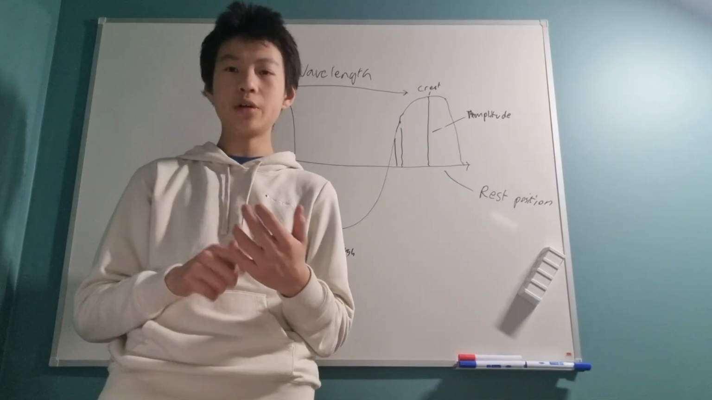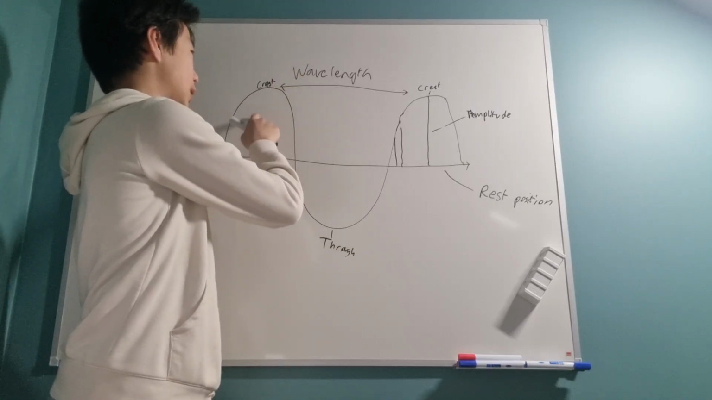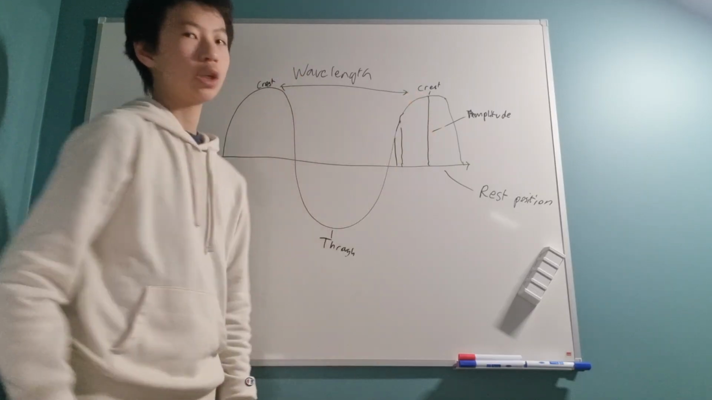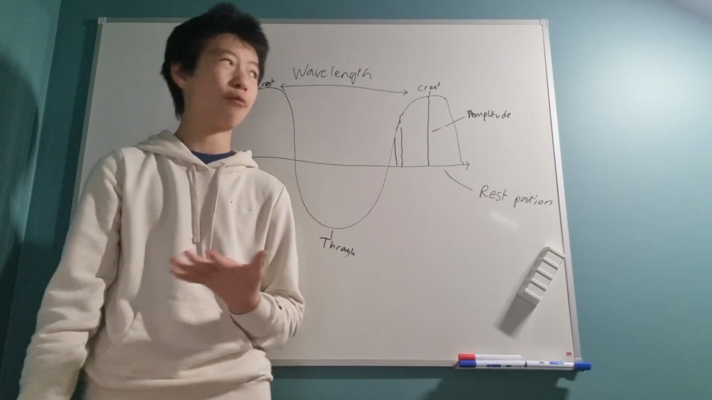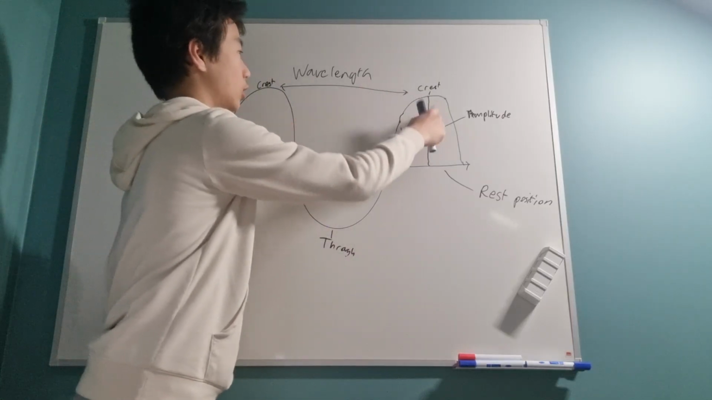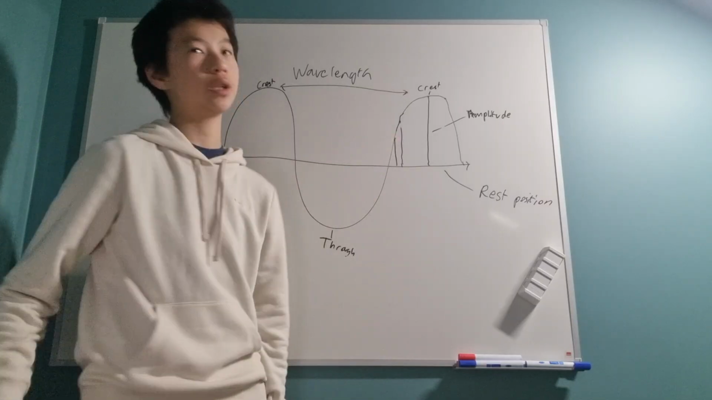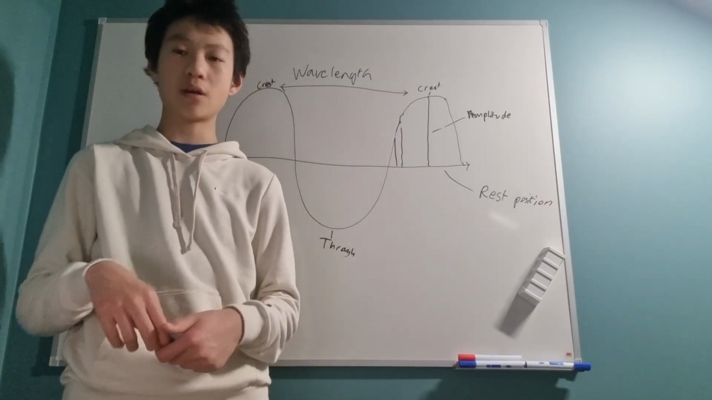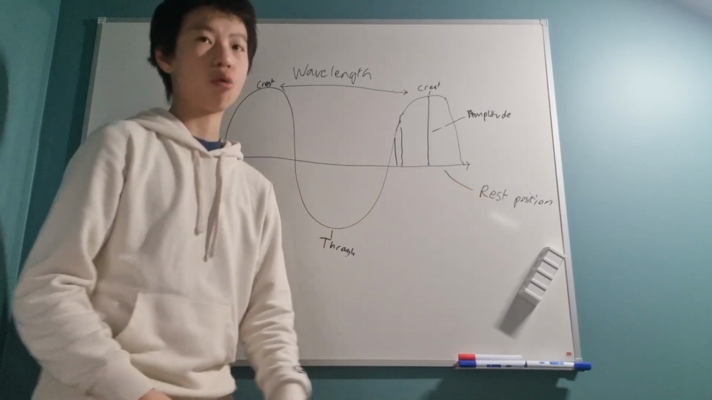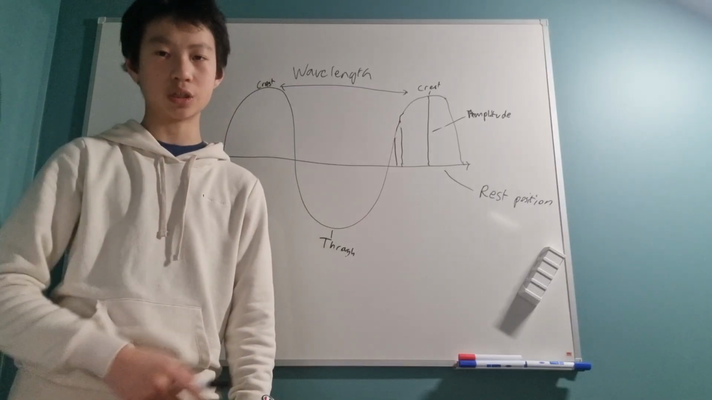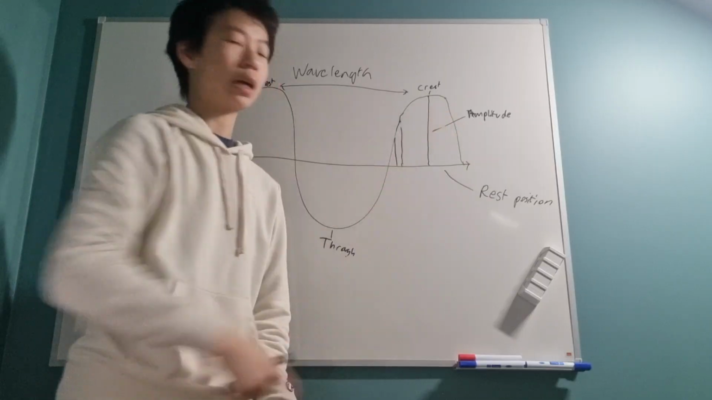The period is the time taken for one full oscillation, so basically from a crest to a crest, which is usually measured in seconds. And the frequency is how many oscillations, from crest to crest or any other point to point, can occur in a second. The velocity is the speed that a wave is traveling at in one direction, for example this direction.